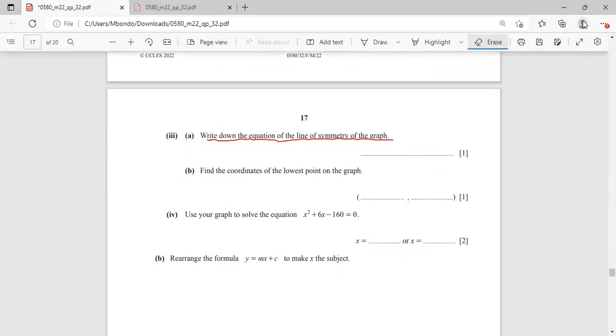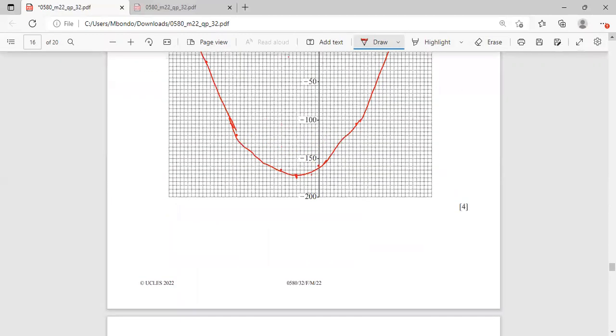We go to the next one. I hope I won't miss it. So find the coordinates of the lowest point on the graph. Let's see, the lowest point on the graph, it's this point here. All right, so what is this point here?